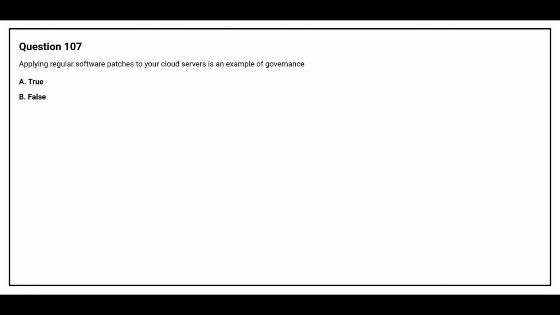Question number 107. Applying regular software patches to your cloud servers is an example of governance. Option A, true. Option B, false. The correct answer is Option A, true.